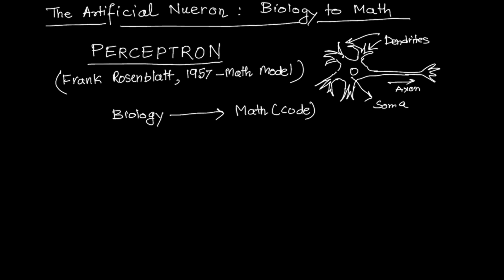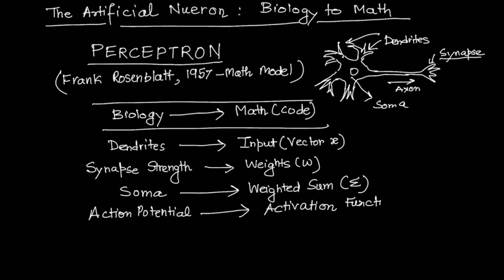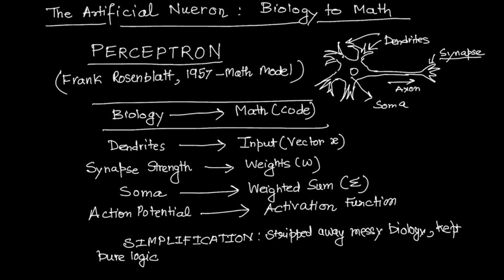He wanted to map biology to math. So in our code, the dendrites become our inputs, which represent the vector x. The synapse strength, the connection between neurons, becomes our weights, represented as W. The soma becomes the weighted sum function, denoted by sigma, the sum symbol, and the action potential becomes our activation function. It is a beautiful simplification. We stripped away the messy biology and kept the pure logic.